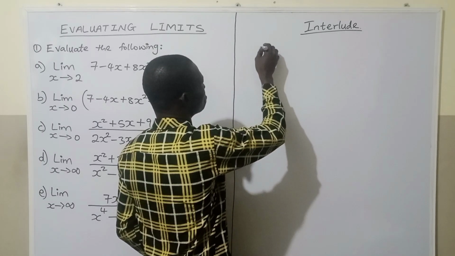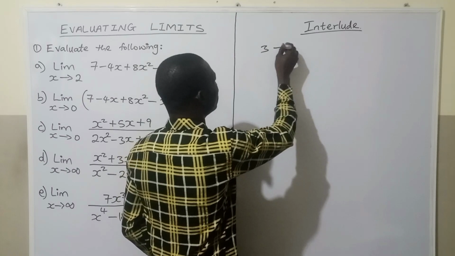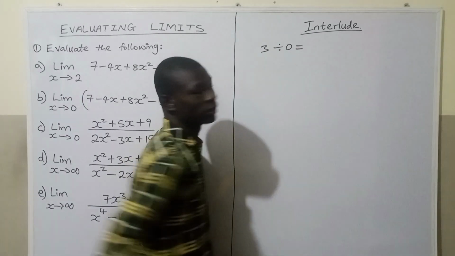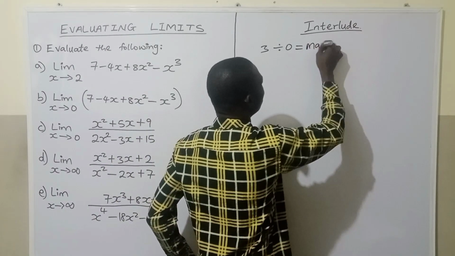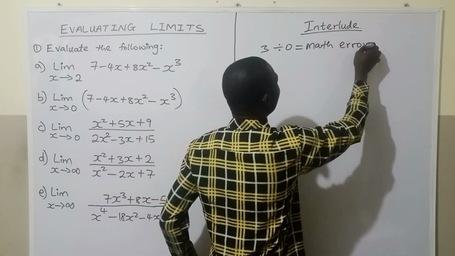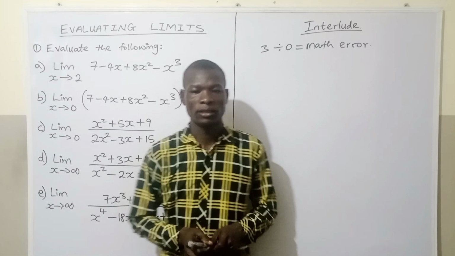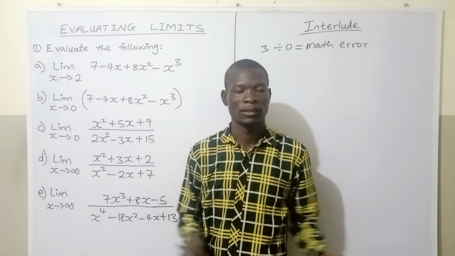Maybe you say 3 divided by 0, and the calculator is just going to give you an answer. And what is the answer the calculator is going to give you? It's going to give you math error. Right, the calculator is right to have given you math error. When you see questions or concepts like this on the calculator, there are reasons for that.